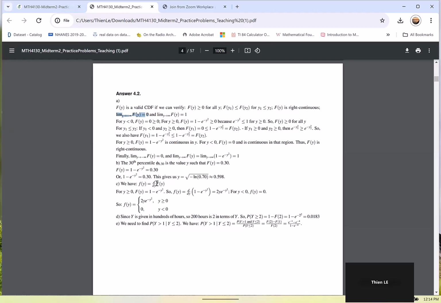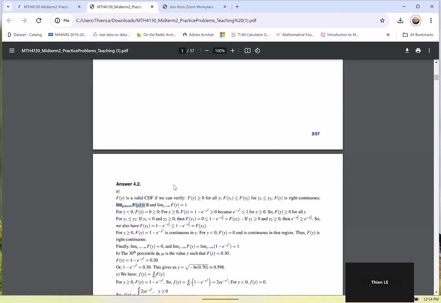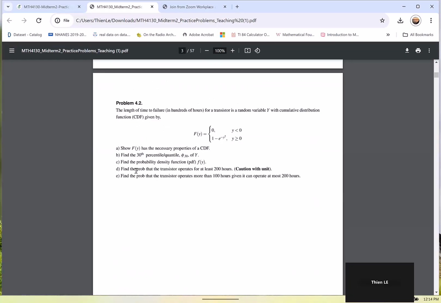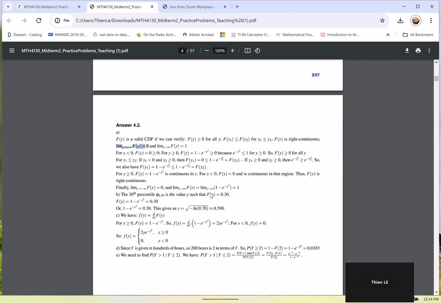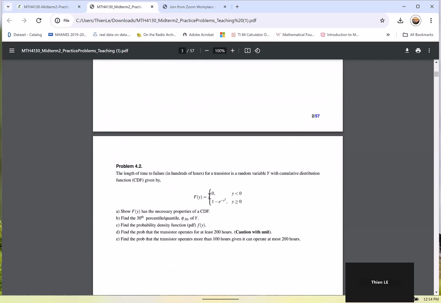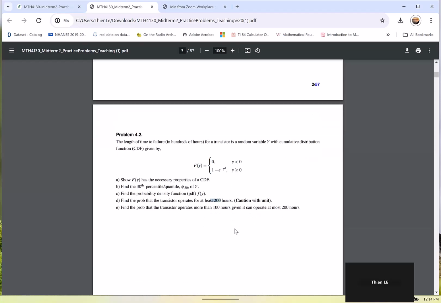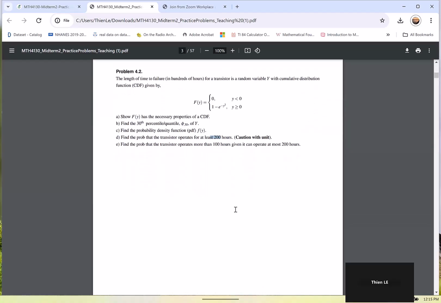So in part D, find the probability that the transistor operates at least 200 hours, right? So 200 hours here, we have to convert to the unit used in the problem, because here they say it in 100 hours, right? So the unit here is 100 hours. So basically, here it would be 2, okay? 2. You need to make sure the unit is consistent with what they provided in the CDF function, right?